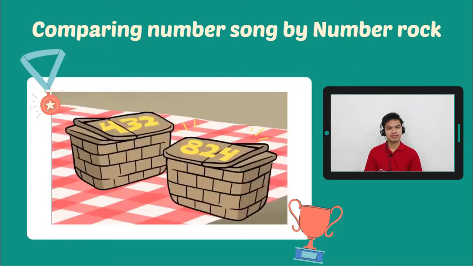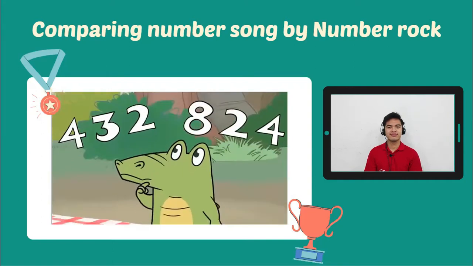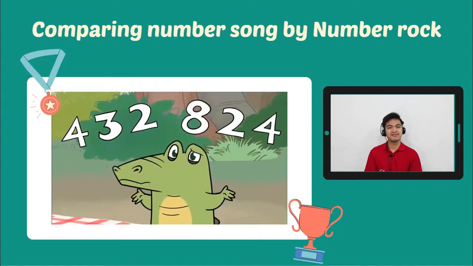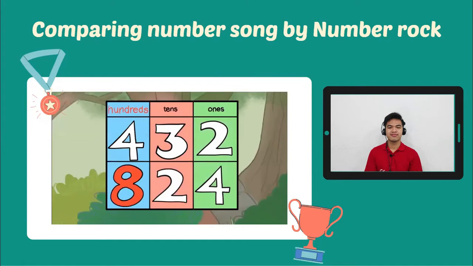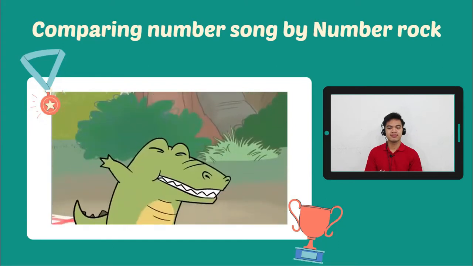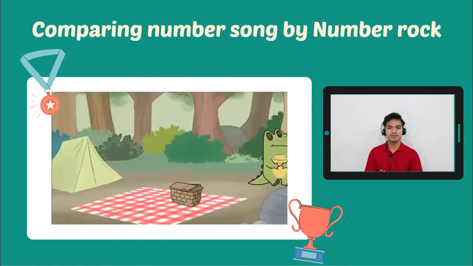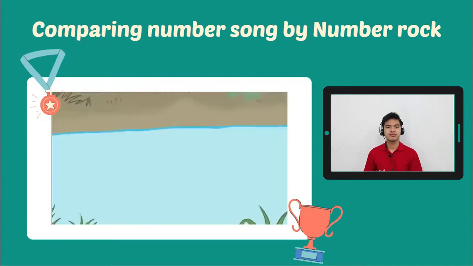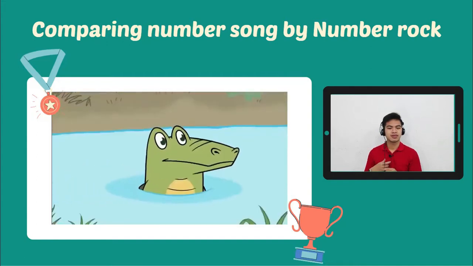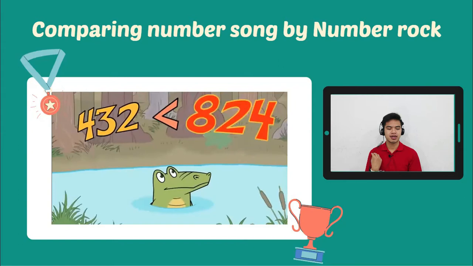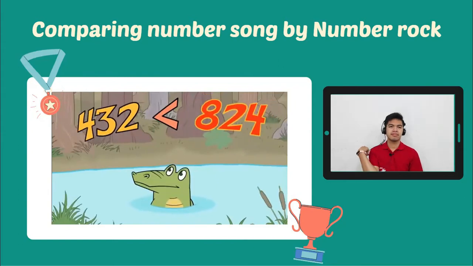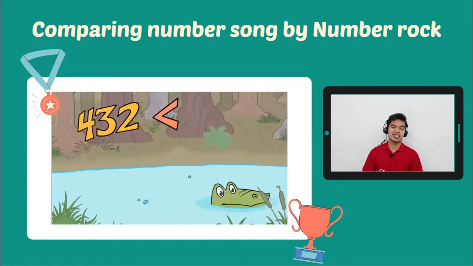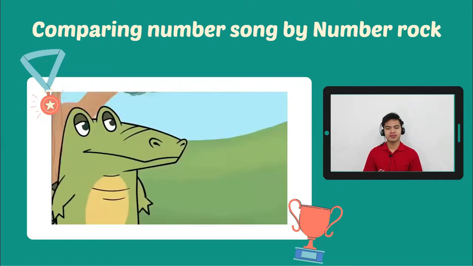$432 and $824. The gator eats the one that's worth more. He looks at the place values from left to right. It's the greatest hundreds place, so he takes a big bite. The hungry alligator eats the number that is greater. The number that is least is never part of his feast.